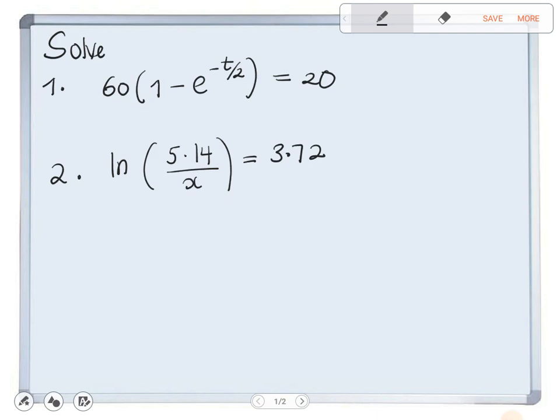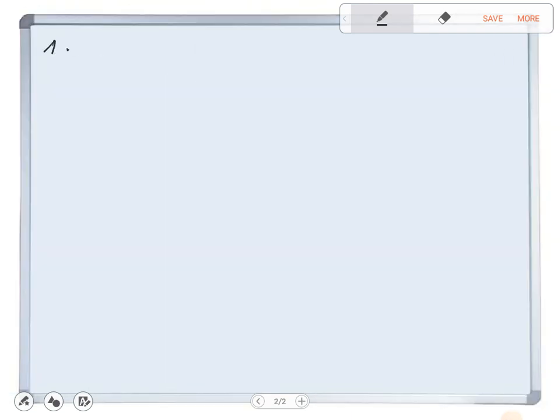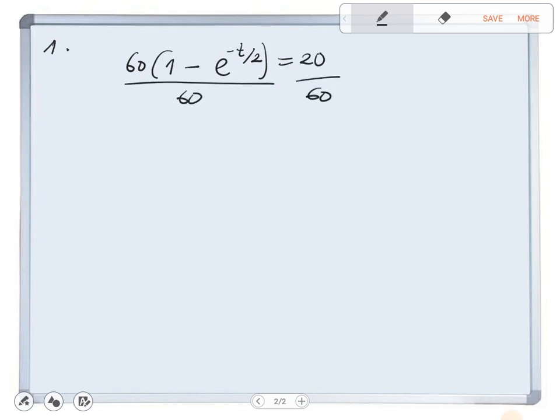All right, so starting with the first one. We have 60 times (1 minus e to the power negative t over 2), which is equal to 20. Step 1 is you can eliminate the 60 by dividing throughout. Once you do that, you remain with 1 minus e^(-t/2) equal to 1/3. Yes, 1 over 3. So this is what we are getting here.